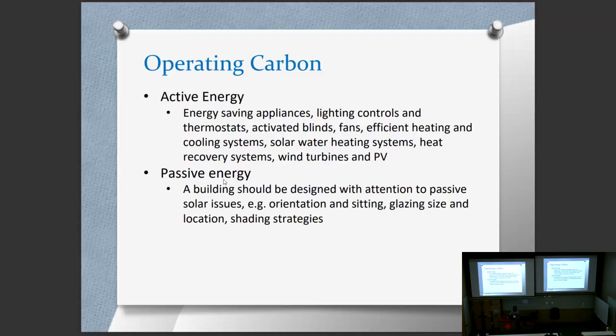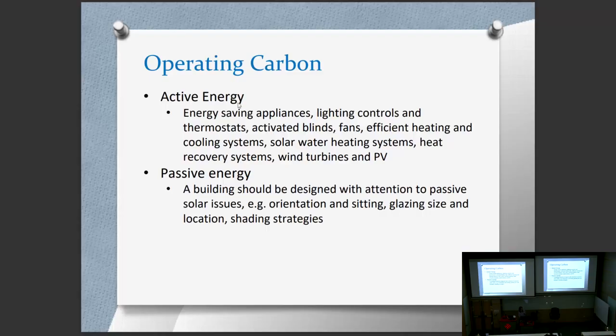And active energy would be working against the external environment. For passive, we have daylight, then for active, we have the electrical lighting. Electrical lighting and air conditioning, all these are active strategies.